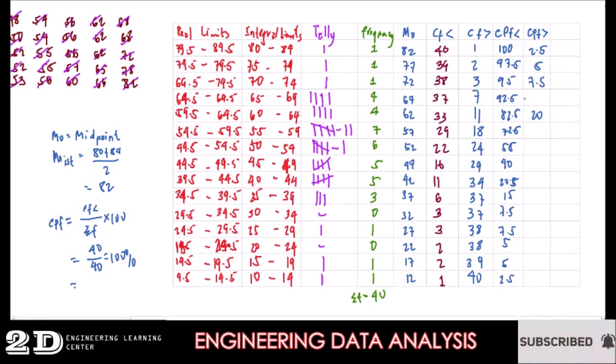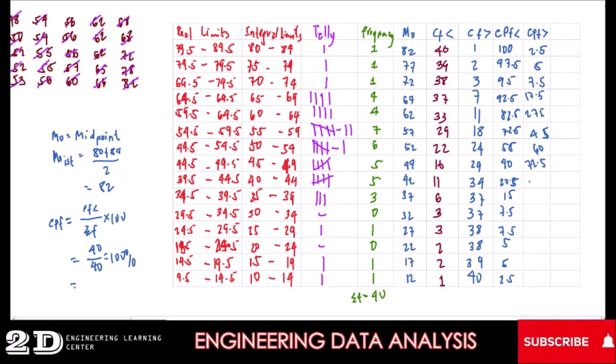Then 11 divided by 40. So this is 27.5. Then 18 divided by 40, so 45. Let's check first. 18 divided by 40, 45. Then we have 24 divided by 40. Then we have 29 divided by 40. So this is 72.5.